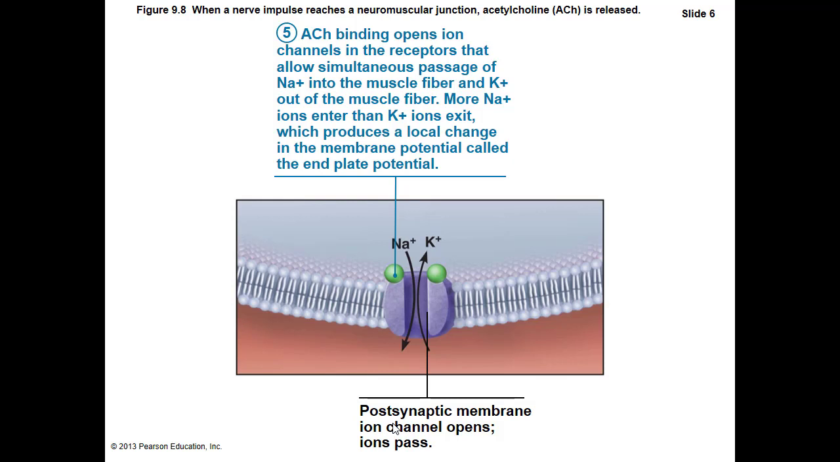Now we're going to have moving of more things. We're going to have sodium moving into the muscle cell, and we're going to have potassium moving out. More sodium moves in than potassium moves out. They're both positively charged. If we have something positively charged going in, and more of it in than out, what's going to happen to the charge inside the muscle cell? Something positively charged goes in, it becomes more positive, or less negative.